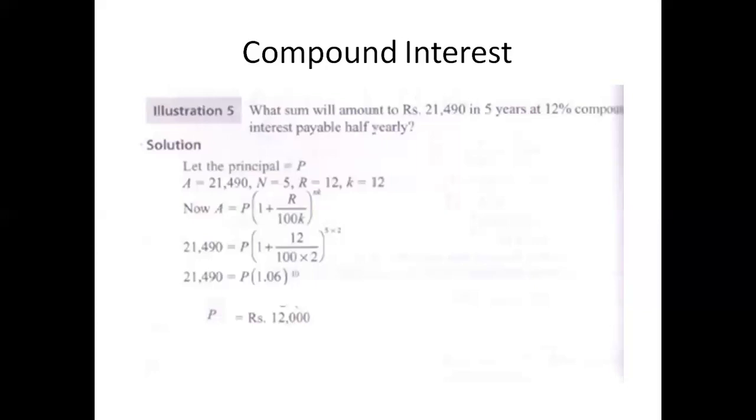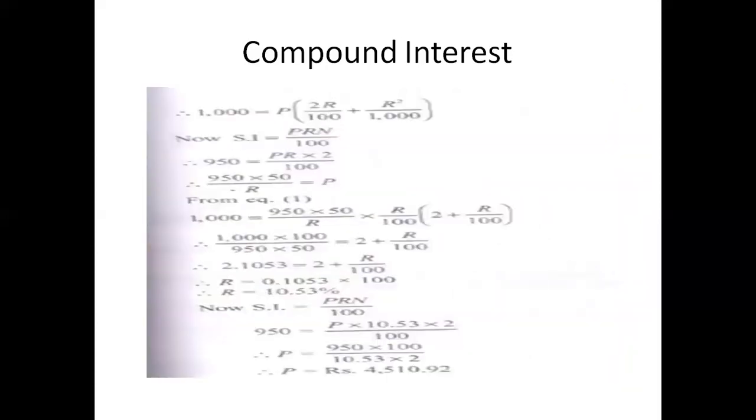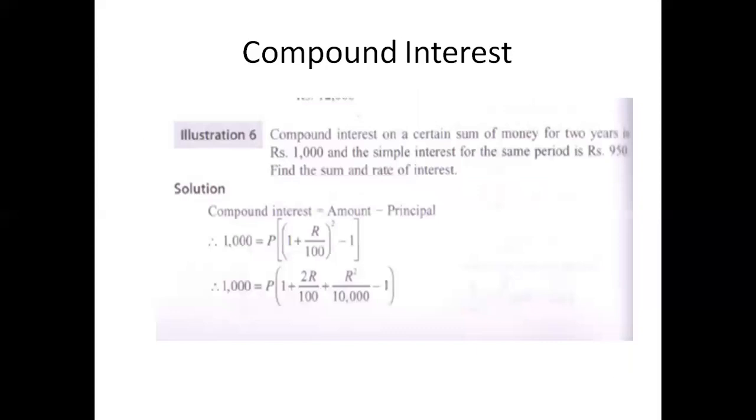Now previously, in the previous lecture, I had shown you how to calculate things using your calculator. So we are using the same process to calculate 1.06 to the power 10 on the calculator, then divide 21,490 by that amount, and we get around rupees 12,000.